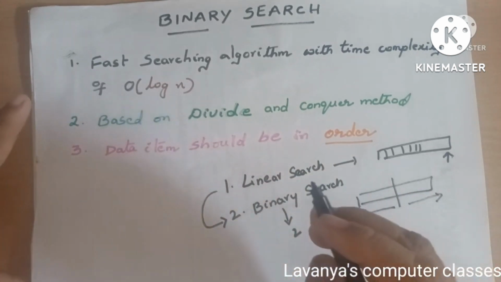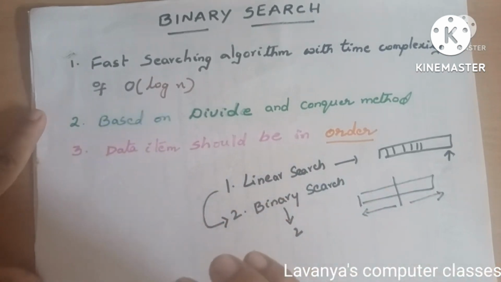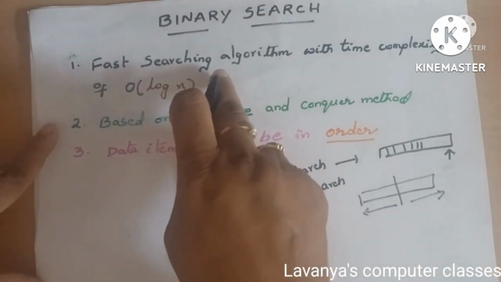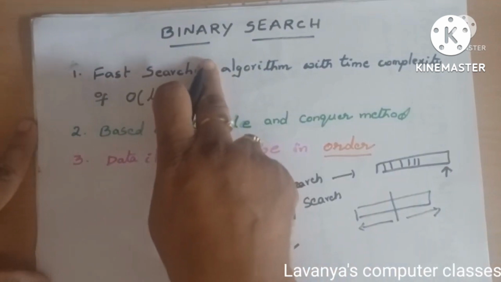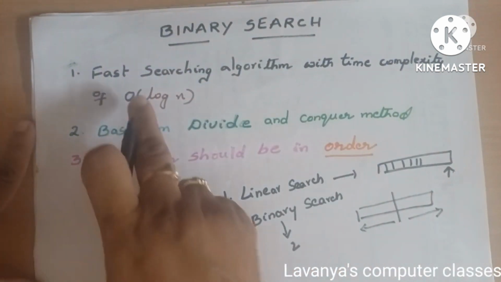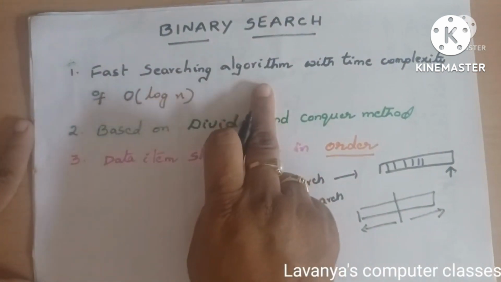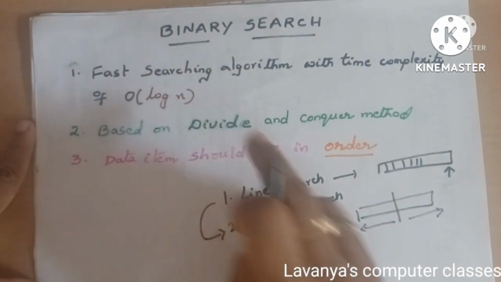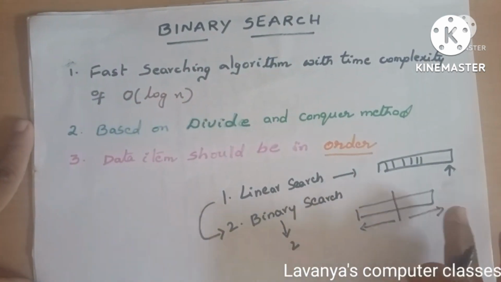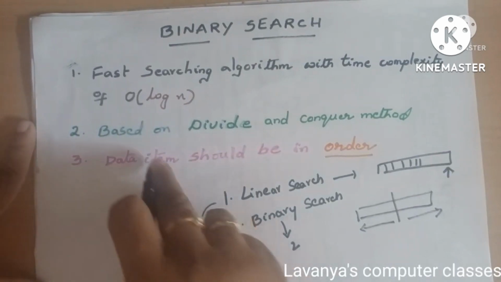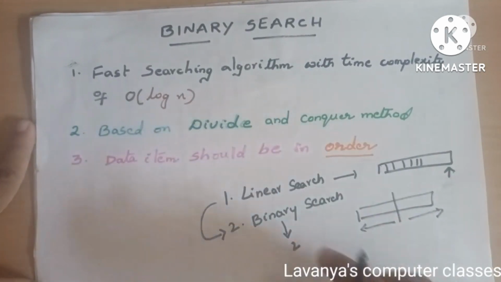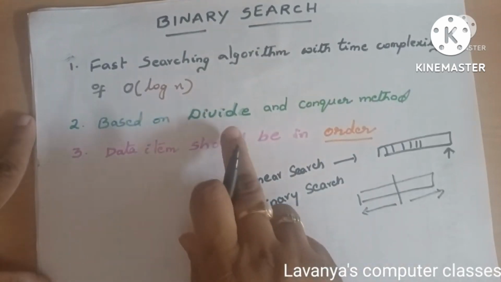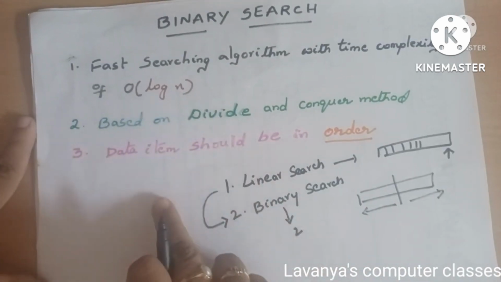So that's why the number of iterations is reduced to almost half each time. That's why binary search is a well-suited method for searching. It is a fast searching algorithm, because we can search either the left hand side or the right hand side depending upon the elements. It is based on the divide and conquer method. The binary search algorithm is a good example of the divide and conquer strategy.